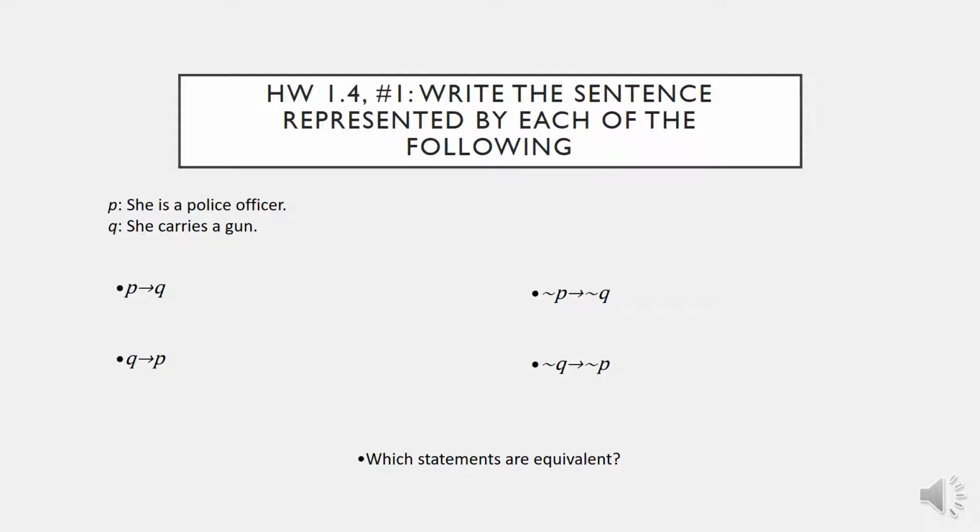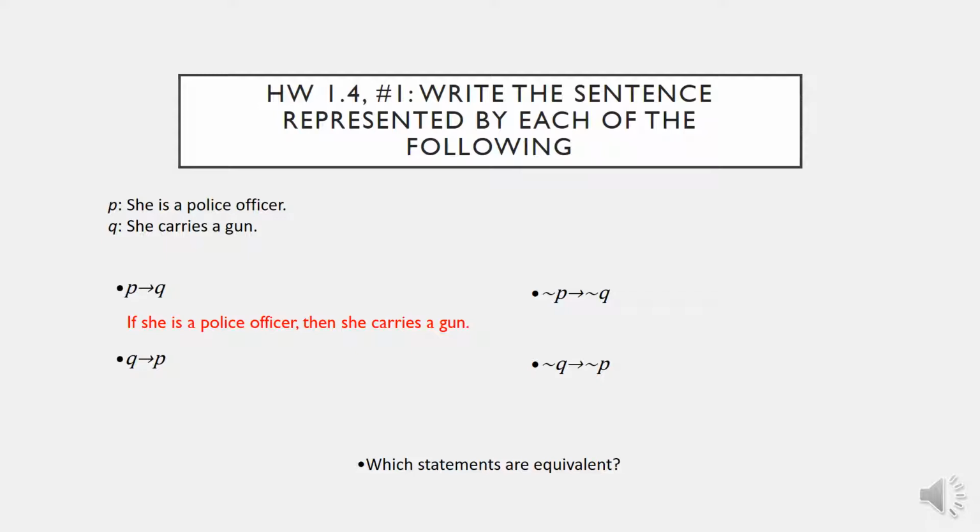Next, let's look at an example from your homework. This is homework from section 1.4. This is number 1. It says write the sentence represented by each of the following. P is the statement, she is a police officer. Q is the statement, she carries a gun. Now let's start by forming the conditional P implies Q. That would be if she is an officer, then she carries a gun.